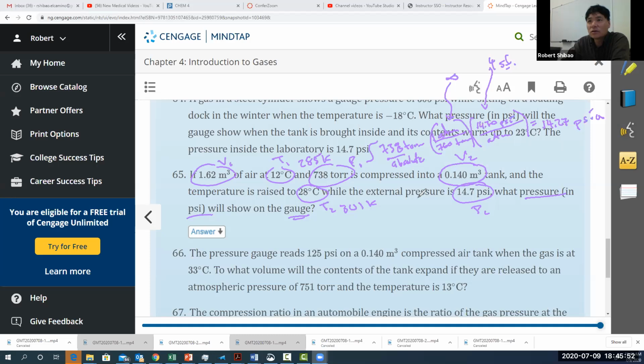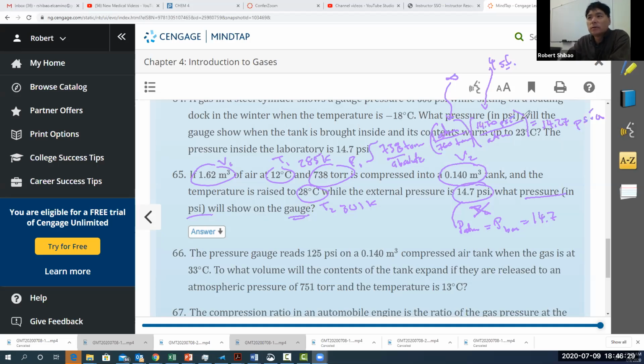Well, they're saying the external pressure is 14.7. Oops, this is a little bit different. And the temperature is raised while the external pressure, this is not P2, sorry. I need to read it more carefully. This is the external pressure. This is P barometric or P atmospheric. This is P atmosphere, which equals P barometric, which is just 1 atmosphere pressure that particular day. And so what pressure in psi will show on the gauge.